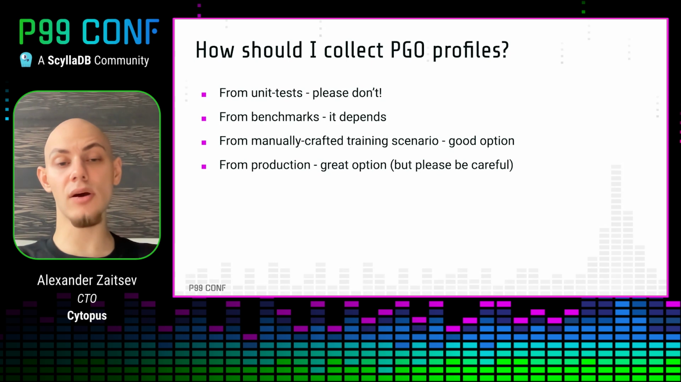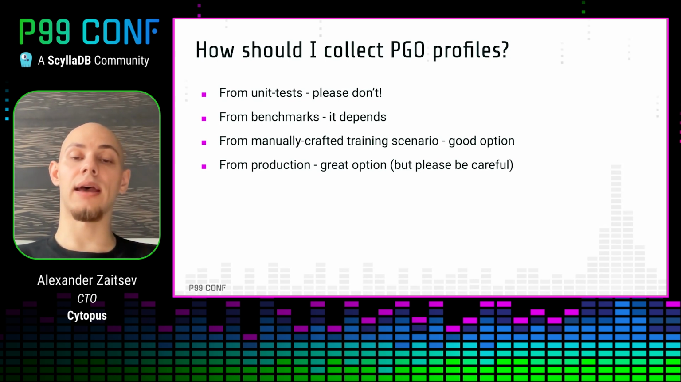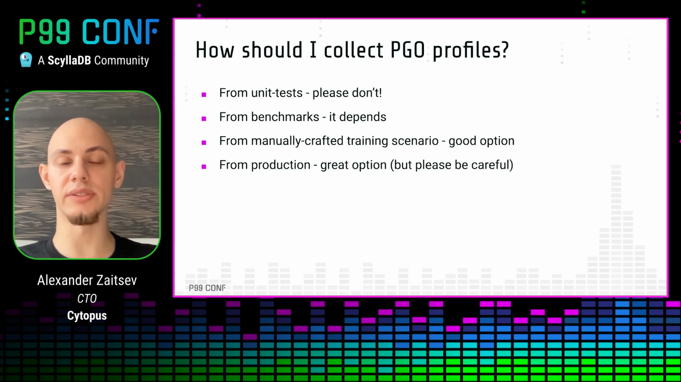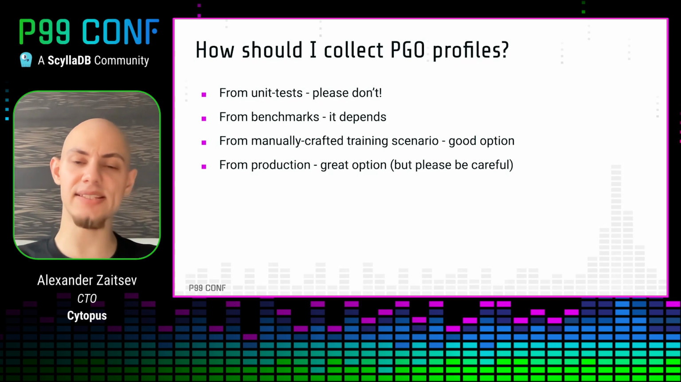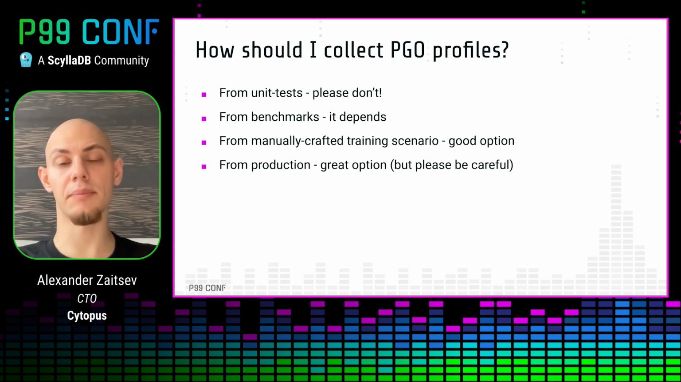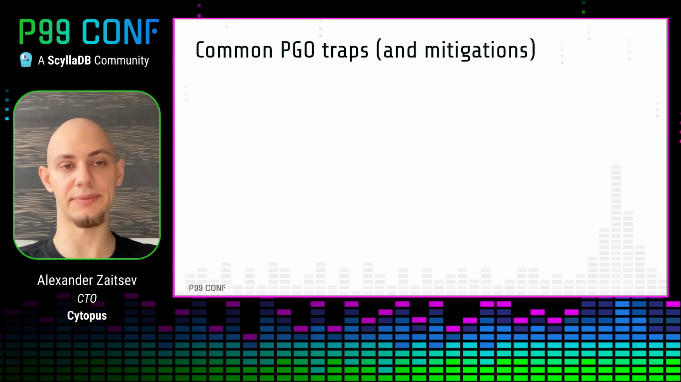And the best option is production. That's why Google implemented sampling PGO, because they collect PGO profiles directly from the production environment. But please be careful, because in this case, highly likely you will not be able to use instrumentation PGO directly in your production due to the overhead. In some cases, it's possible, but please keep it in mind.